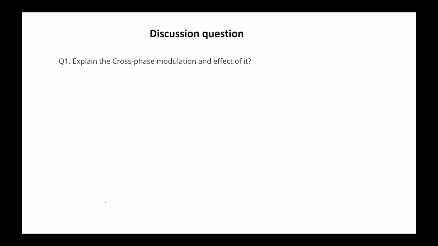What is cross phase modulation and what is its effect on optical fiber communications? Can anyone answer that? Cross phase modulation is the process in which, when one signal is propagating with a particular wavelength, it affects the phase of another signal propagating with a different wavelength. It affects the phase of the signals, and it can be compensated with the help of dispersion compensating fibers.